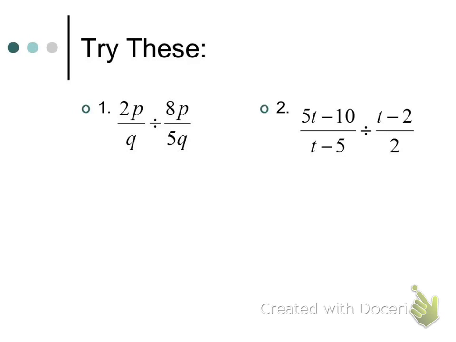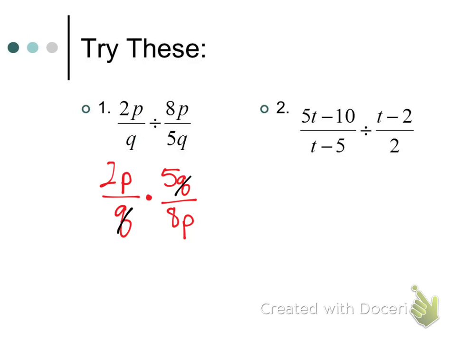Our first fraction stays the same, 2p over q. Division gets changed to multiplication, and our second fraction flips over, 5q over 8p. Ellie, what's something I can cancel out? Both the q's. They cancel each other out completely since they were exactly the same.